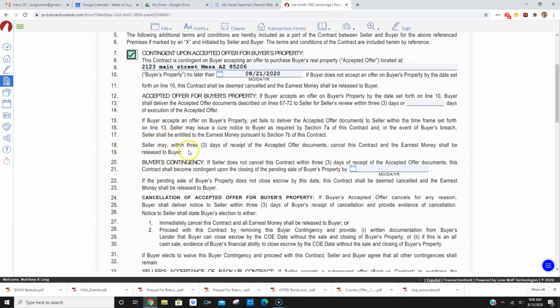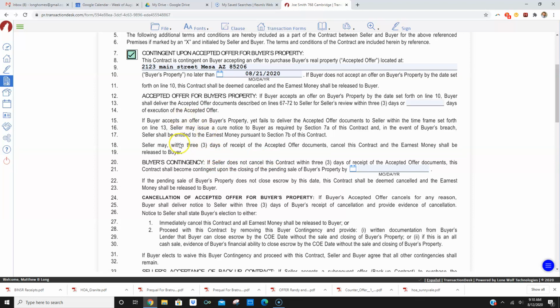These lines 18 and 19 are lines that a lot of people don't really know about. Seller may, within 3 days of receipt of the accepted offer documents, cancel this contract and the earnest money shall be released to buyer. I had this come into play. I was the listing agent. We accepted a contingent offer, gave them a week to get it under contract. They got it under contract in 2 days, sent us all of their purchase information, and the offer that they accepted was contingent. Not only that, the offer that they had accepted was contingent, which meant my buyers would have been fifth in row on all of these contingencies, and they weren't willing to do that.